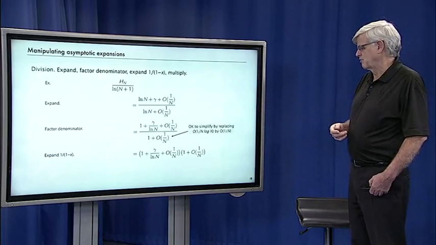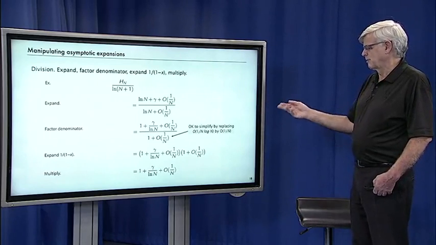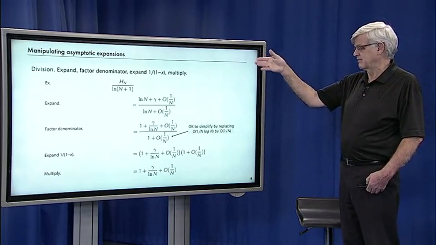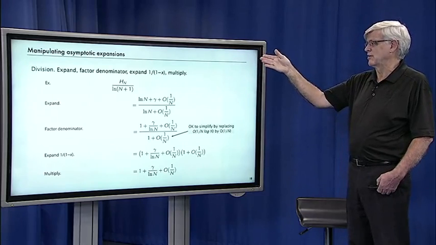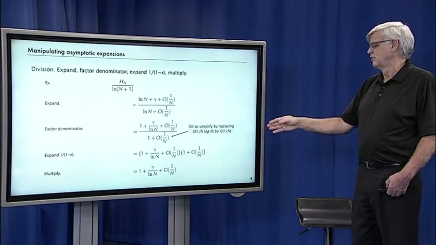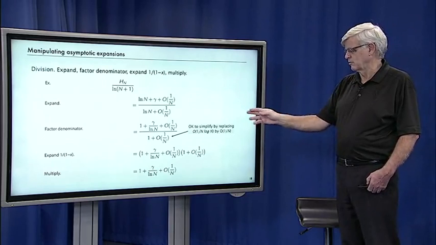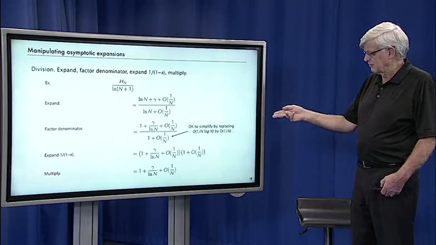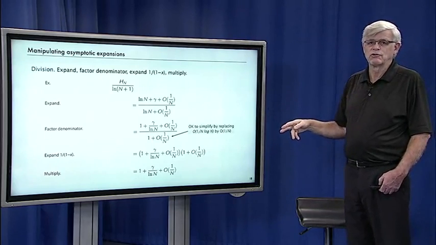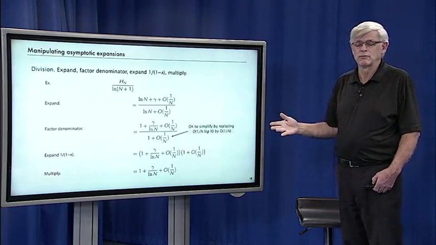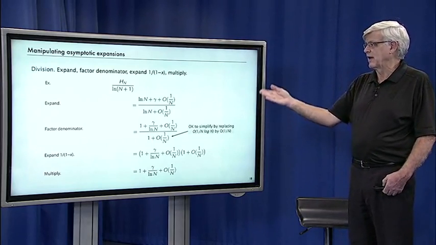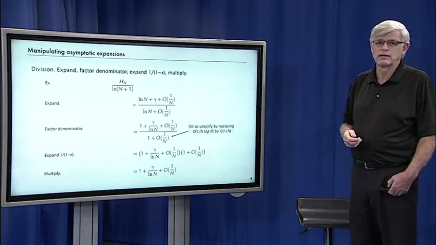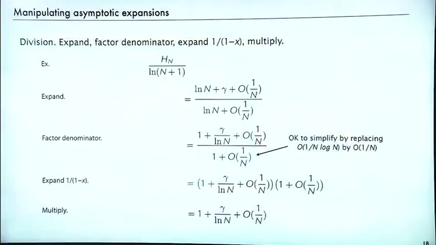So now we have a multiplication problem, and if we multiply that out, that's a proof that the asymptotic expansion of H_n over log of n plus 1, to within O of 1 over n, is 1 plus gamma over log n plus O of 1 over n. And again, there's a big improvement in precision when we get to the 1 over n term, so this is going to be a very accurate estimate of that more complicated quantity as n increases.